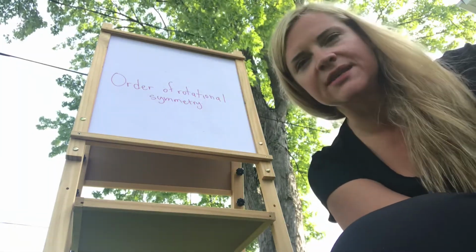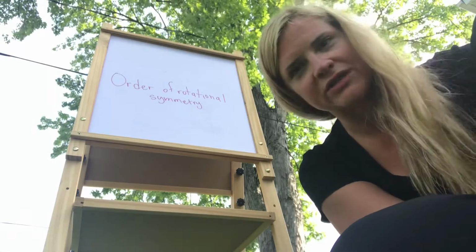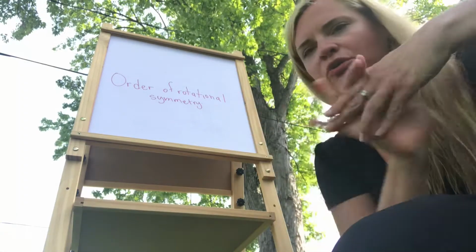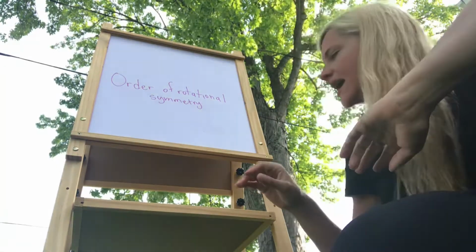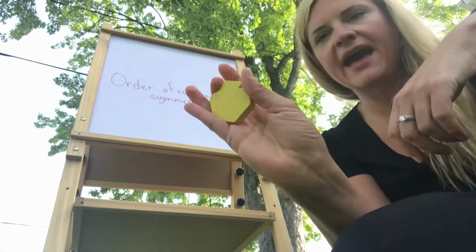Today is Wednesday, June 10th, and in our math lesson today, we are learning about the order of rotational symmetry and finding the order of rotational symmetry. So I'm just going to show you briefly here how we can find the order of rotational symmetry. And we're going to do that with a hexagon.